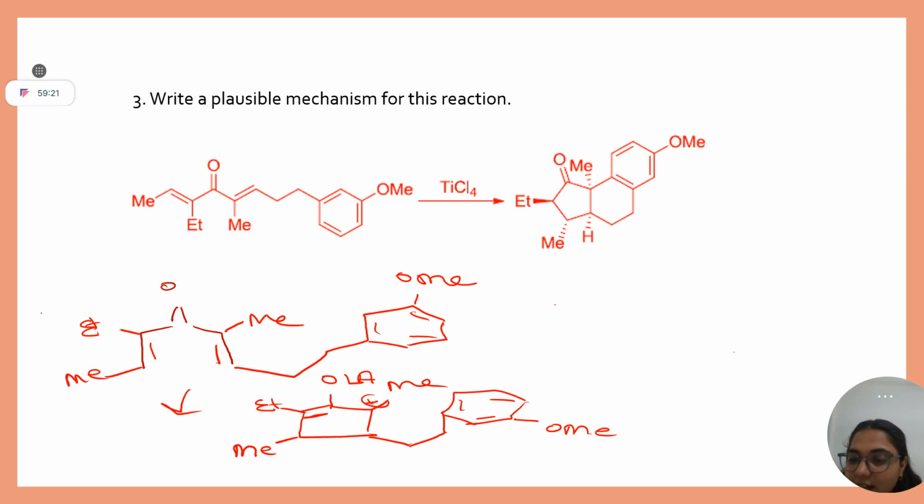Have you studied electrophilic aromatic substitution reaction? Yes, ma'am. So now this aryl ring will trap this carbocation and you will get this, right? This enol, after tautomerism, will transform to your ketone. Okay. And this ring will trap this carbocation like this. I hope you have understood.